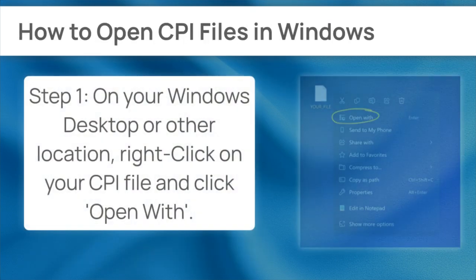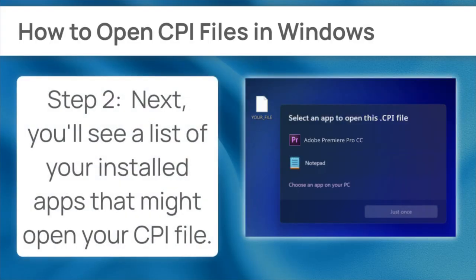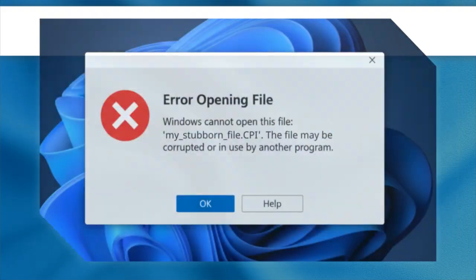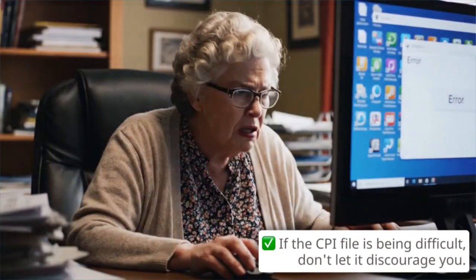Let's verify the file's compatibility against known readers. Right-click the CPI file and select Open With. Test Adobe Premiere Pro CC if it appears. If not, choose another program. Different software handles the CPI format uniquely. If you still can't open the CPI file, it's okay. There's no need for deep technical analysis yet.